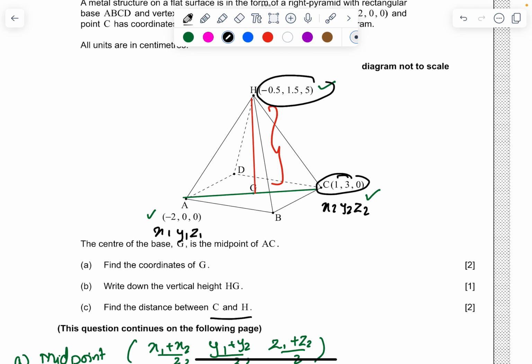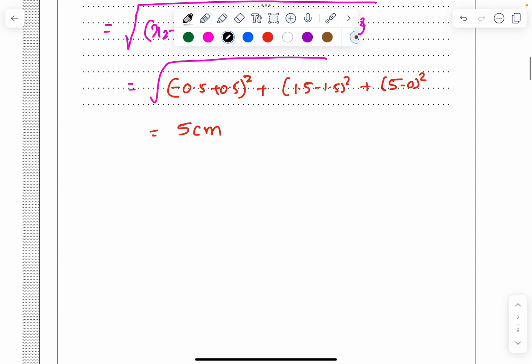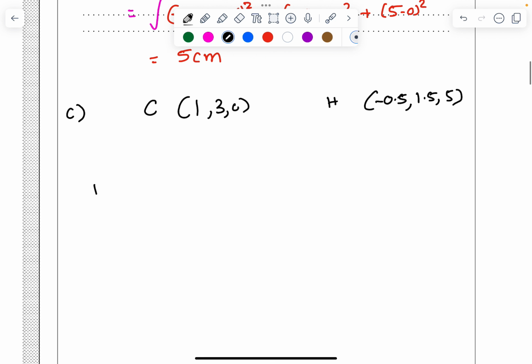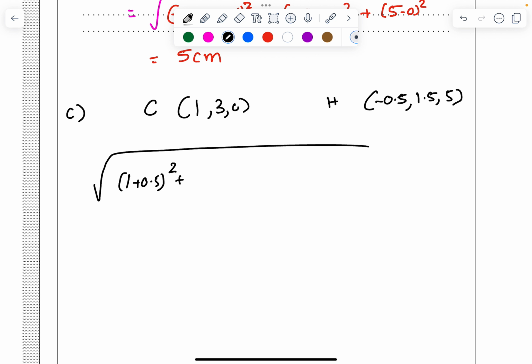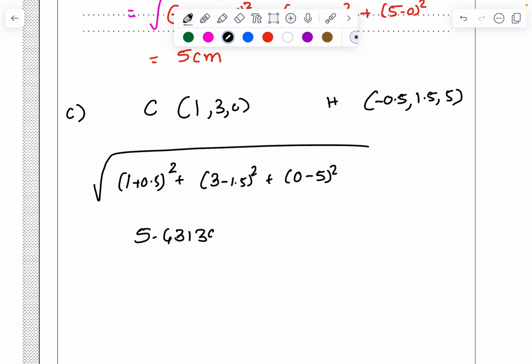C is this one, 1, 3, 0 and H. So part C is 1, 3, 0 and H is negative 0.5, 1.5 and 5. So now the distance formula is going to be square root of 1 plus 0.5 whole square plus 3 minus 1.5 whole square plus 0 minus 5 whole square. So when I do that by calculator, it should be 5.43139, which is 5.43 centimeters.